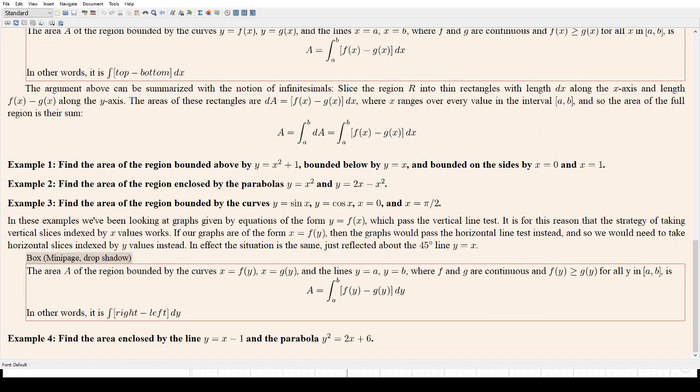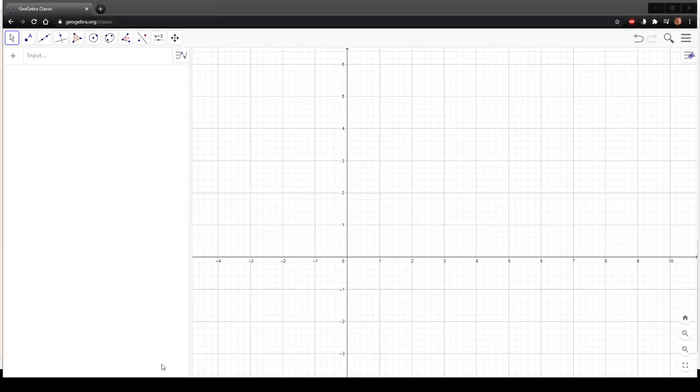Okay, let's do some examples then. So let's start by finding the area of the region bounded above by y equals x squared plus 1, bounded below by y equals x, bounded on the sides by the vertical lines x equals 0 and x equals 1. So of course, what we have to do here is start by getting a sketch. Now I'm going to use GeoGebra. So there we go, we've switched over to GeoGebra now.